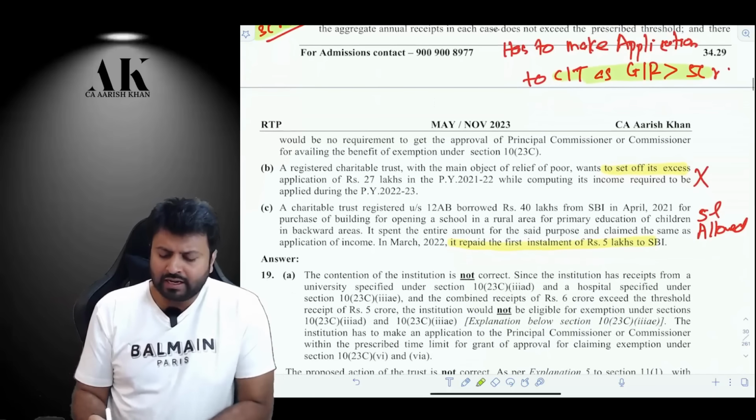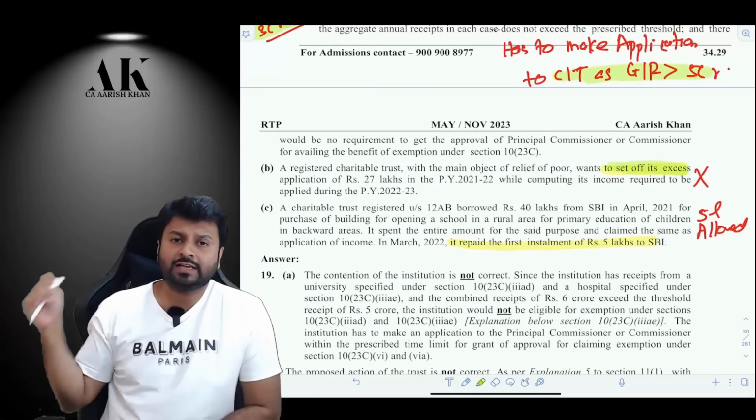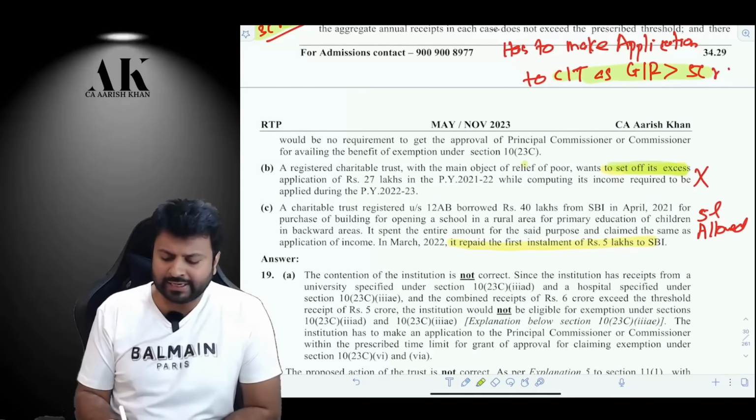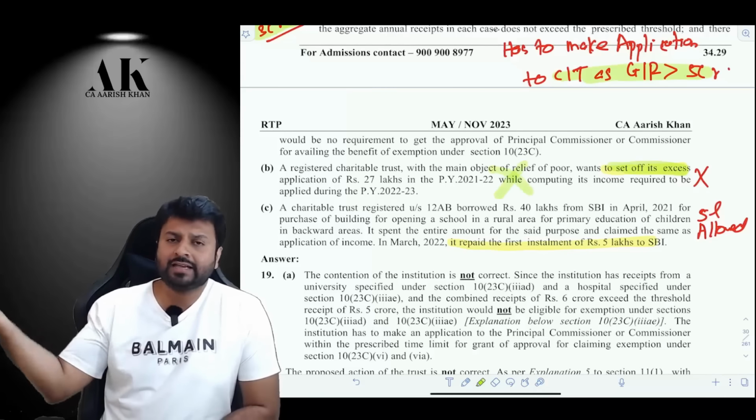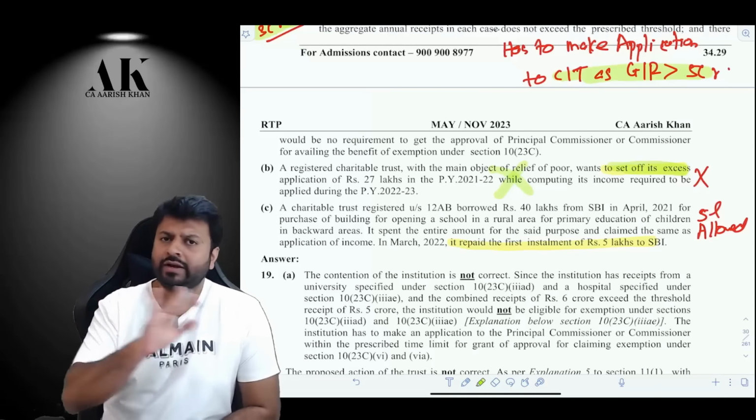Next question is what? The assessee has some excess application in the last year. They want to set off that excess application in the current year. Is it allowed? Not allowed. In trust, excess application cannot be carried forward and set off in the subsequent year. That is not allowed.